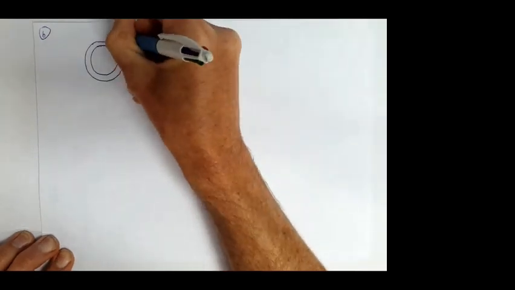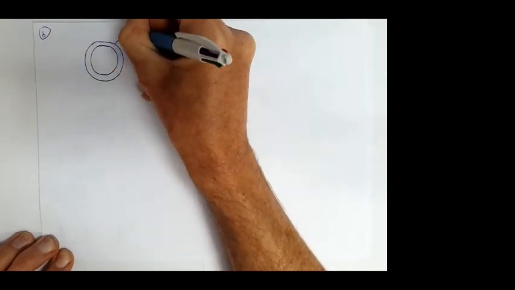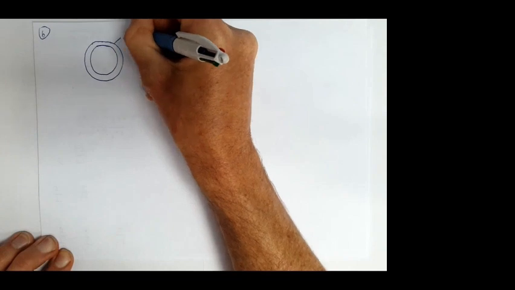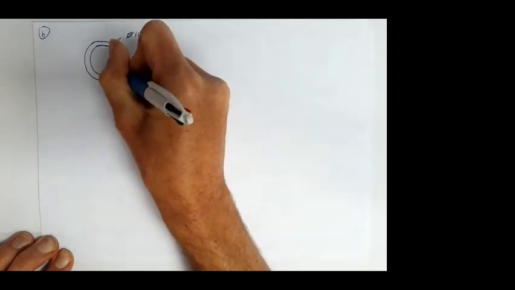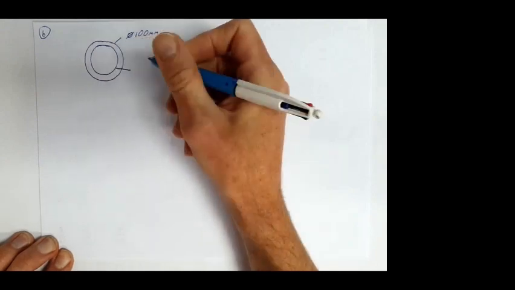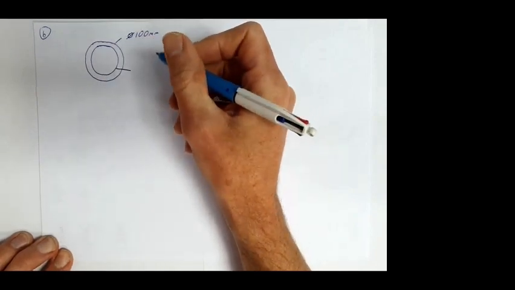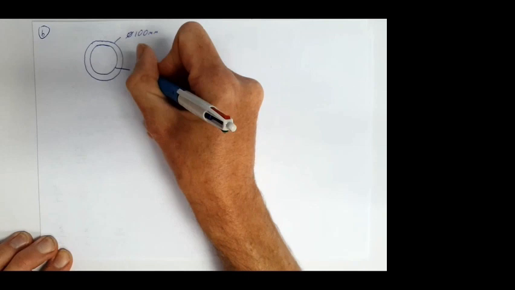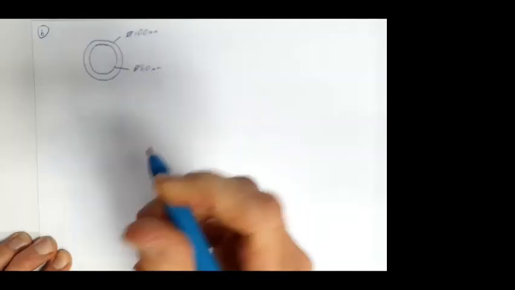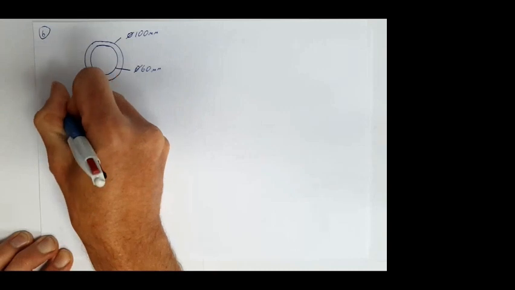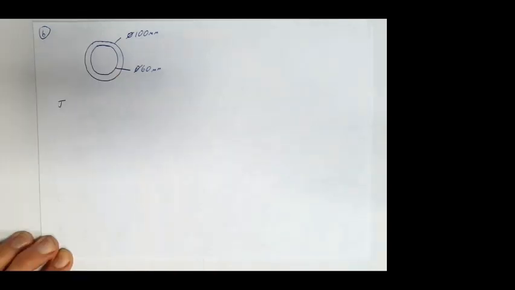The outside diameter is still 100 millimeters, and the inside diameter, the bore, is 60 millimeters. Okay, so we've got a new J value.